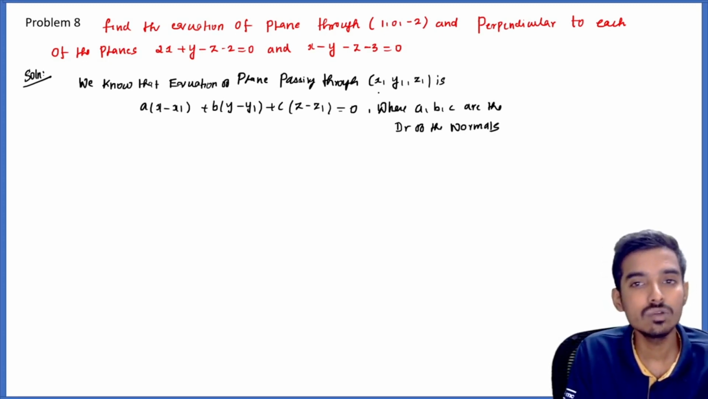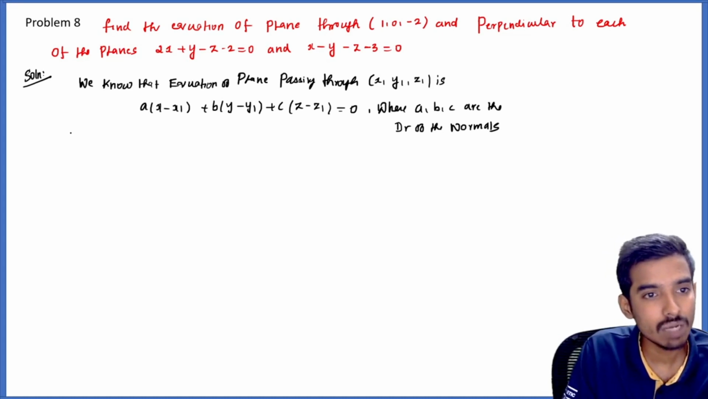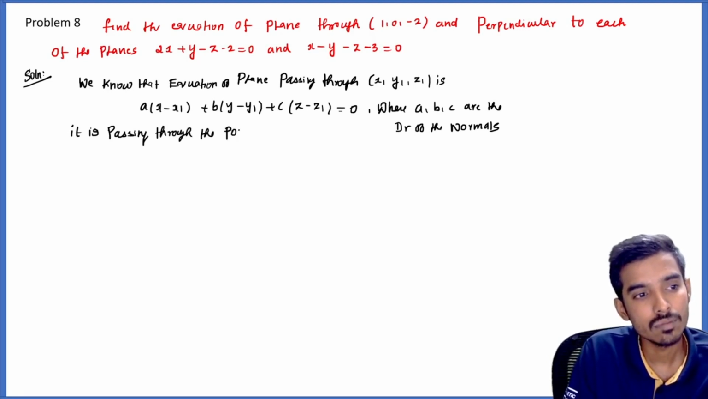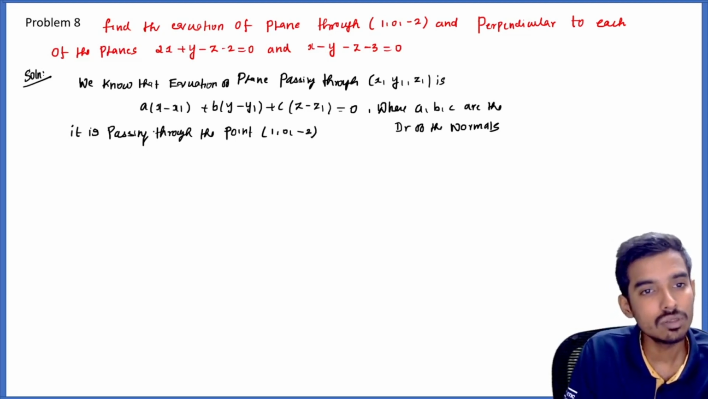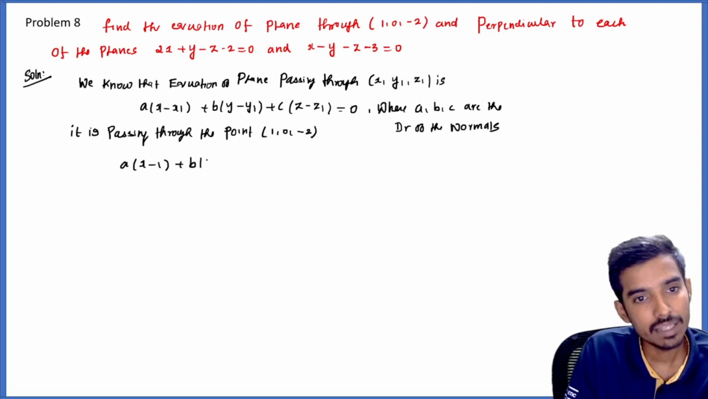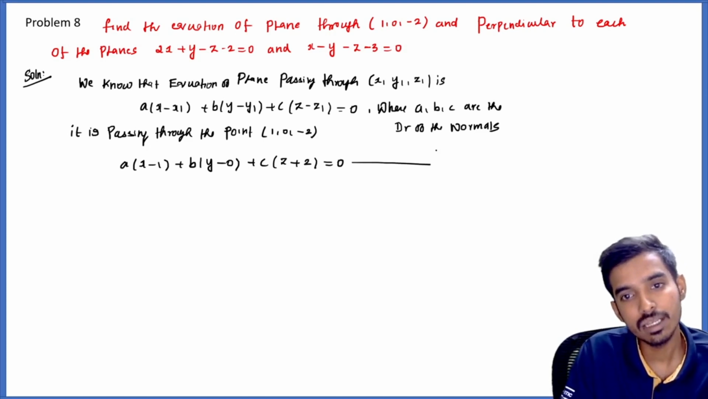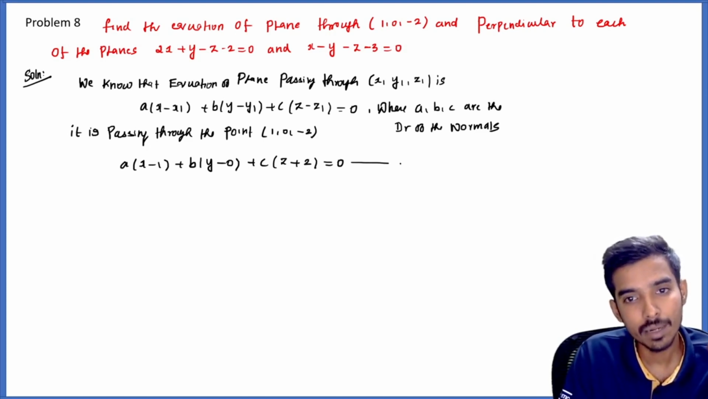Now it is passing through the point (1, 0, -2). So the required equation of plane is a(x - 1) + b(y - 0) + c(z + 2) = 0, right? This is the required equation. Call this as 1, right?